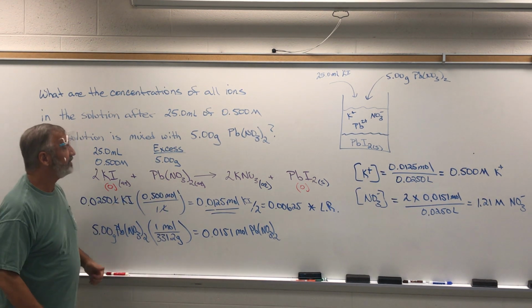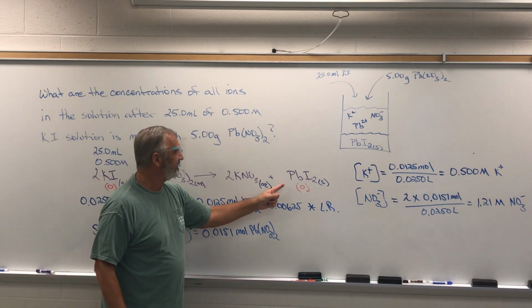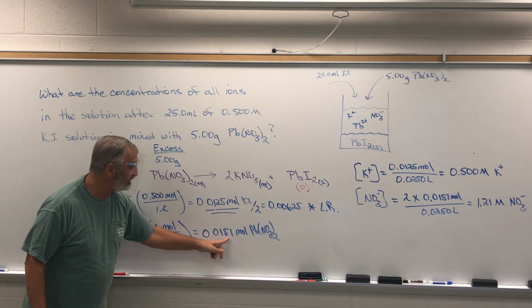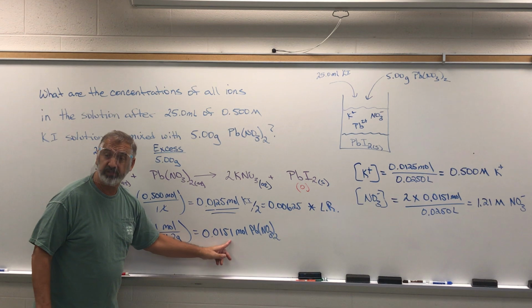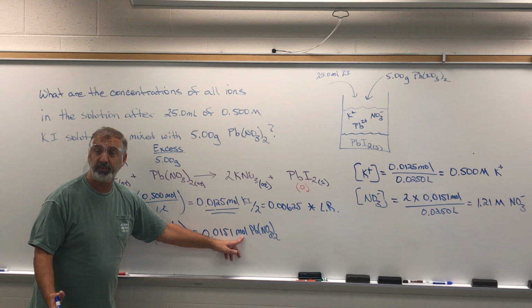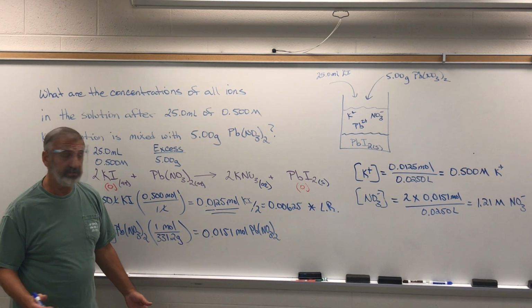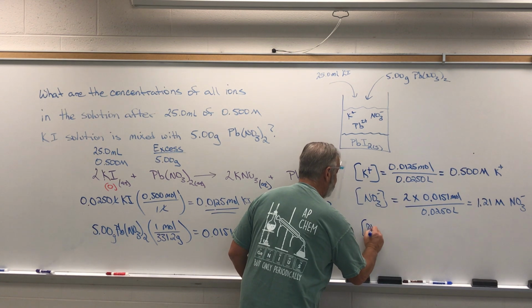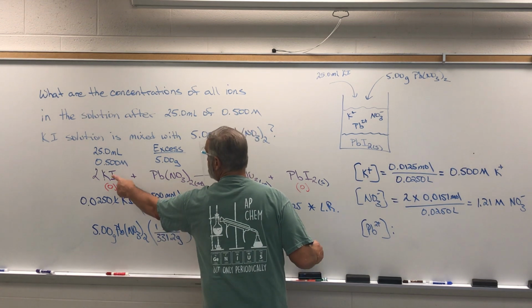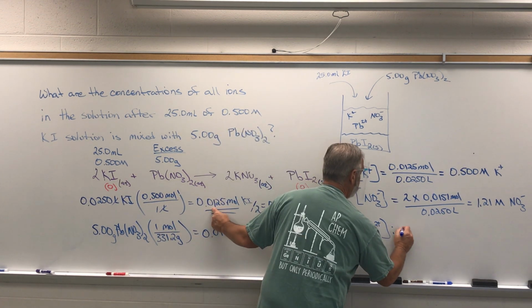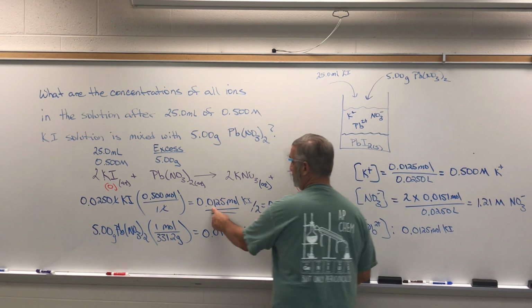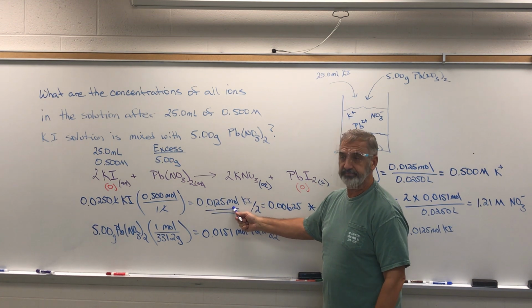All right, so now, the one that's trickier is the lead, because some of the lead precipitates out of solution, so we don't have 0.0151 moles of lead in the solution anymore. Some of it precipitated out. So we have to figure out how much precipitated out. So, for the lead, I know that I have 0.0125 moles of KI reacted. That's how much I put in, that was my limiting reactant.